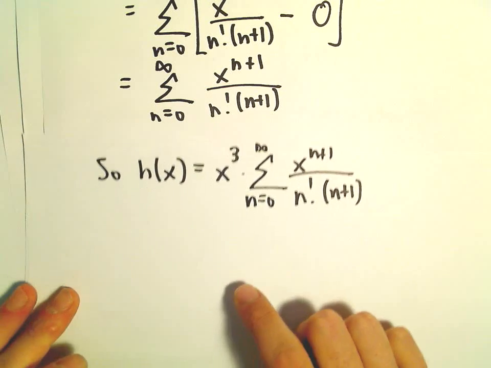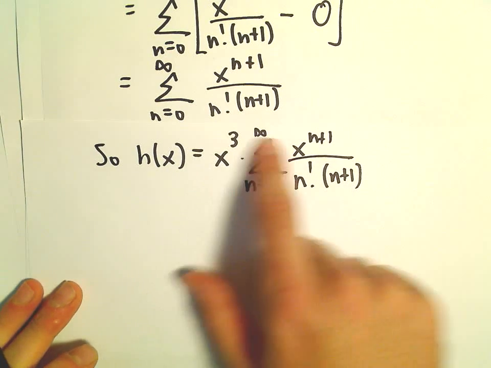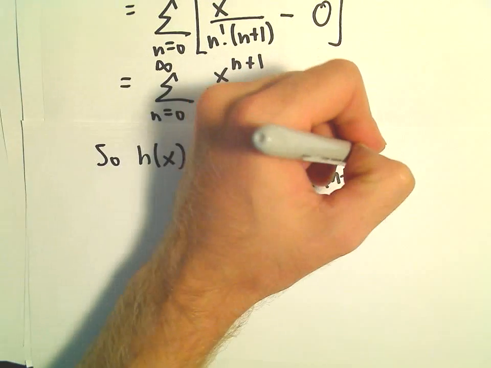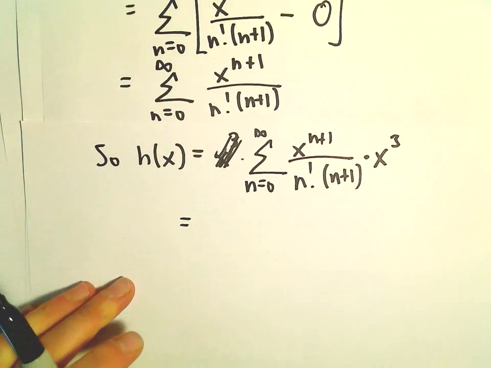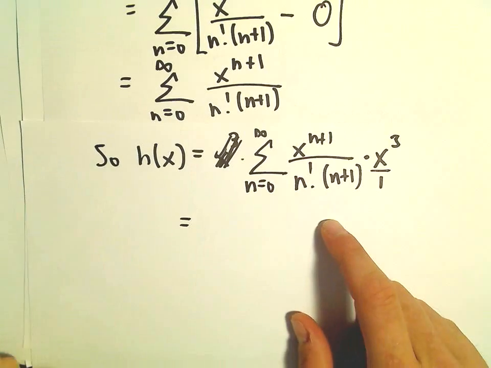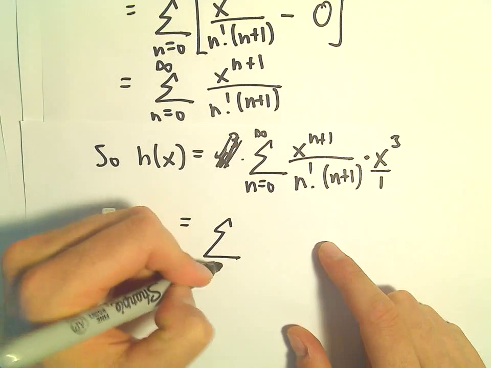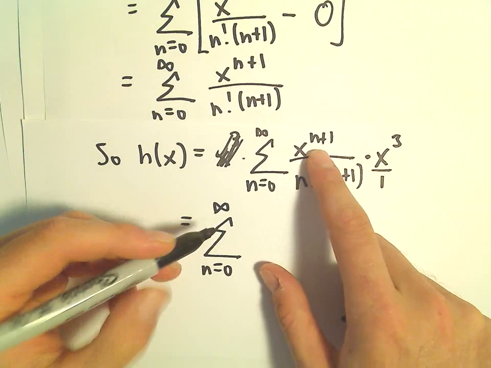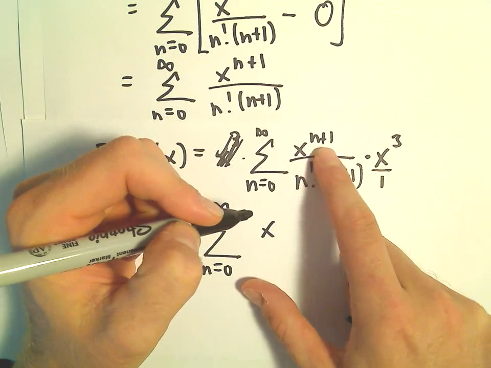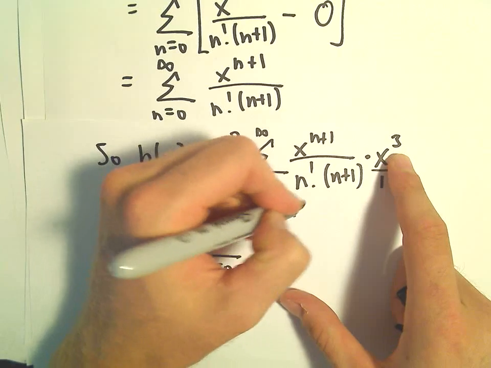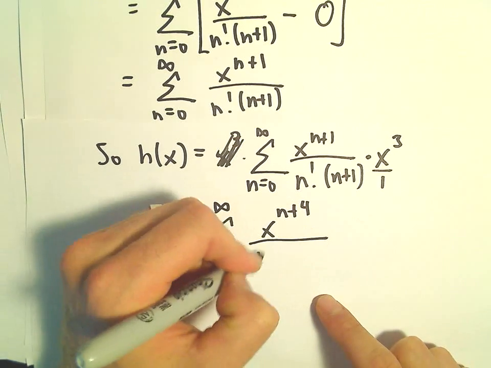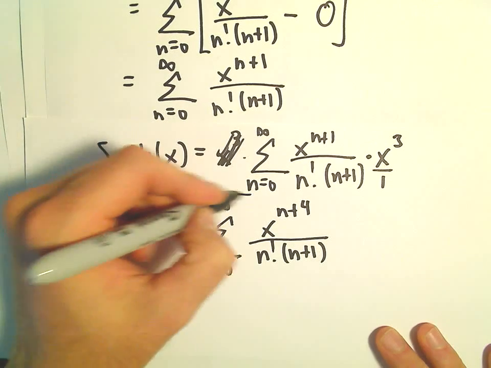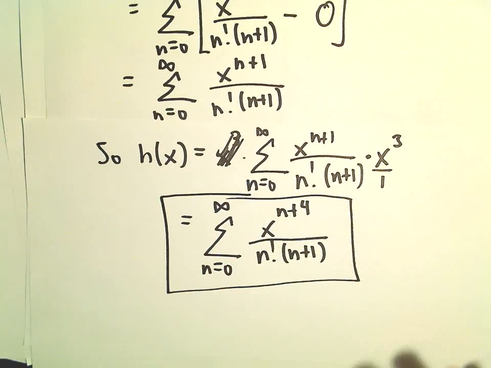Well, again, we've seen when you multiply, you can just run the x inside. So really, we could think about this x to the third as being inside the series. But you could think about that as being over 1. So what we'll be left with is the series from 0 to infinity. We can add exponents. N plus 1 plus 3 is going to give us x to the n plus 4th power over n factorial, n plus 1. And now we have our solution.